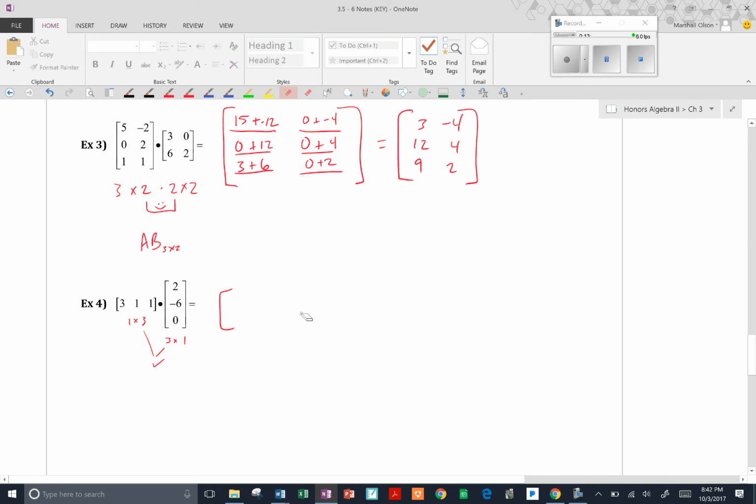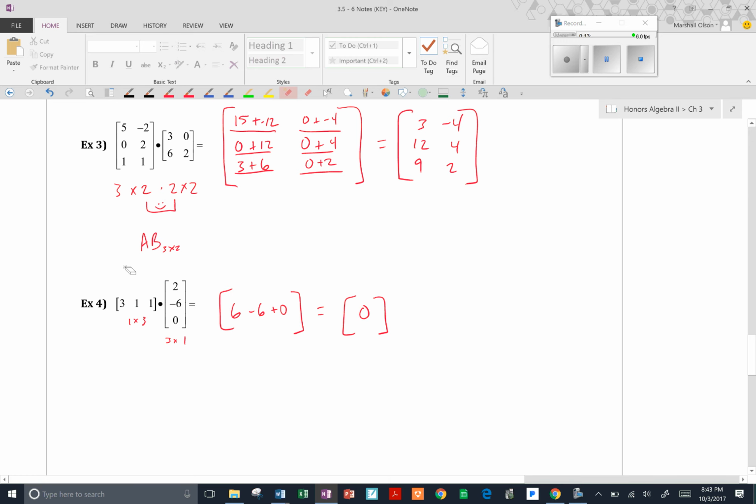Be careful with that though, because we're going to have some multiplication here. So I'd like to write some stuff down. But I know this is just going to become one number in the end. So we're going to take the 3 times the 2, and the 1 times the negative 6, and the 1 times the 0. And we add those all together. So we have 6 minus 6, which is 0, plus 0.